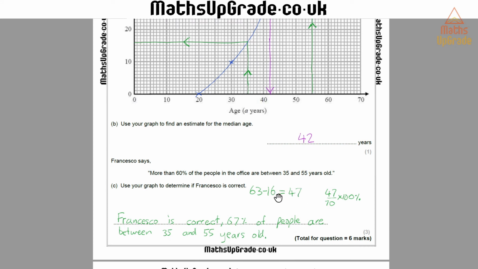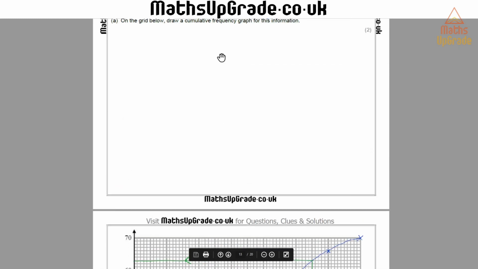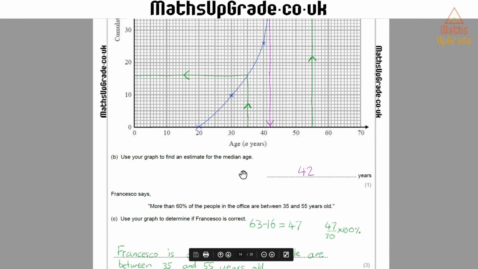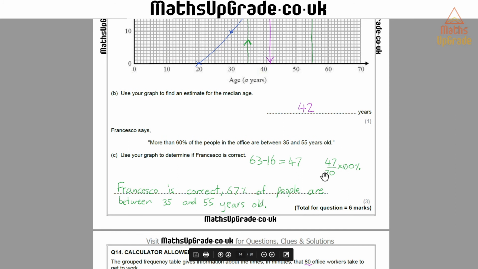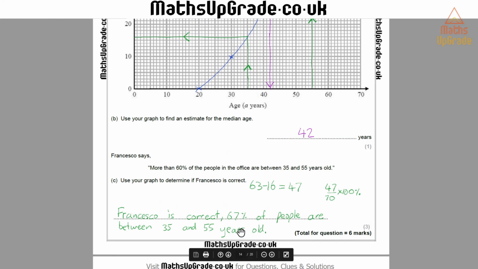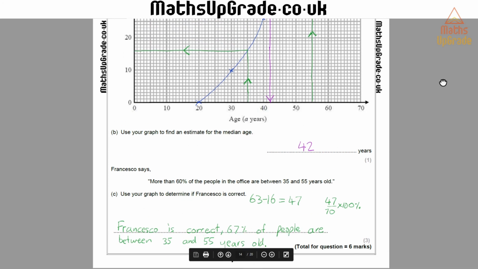47 as a fraction of all the people in the office. Well, as a fraction, it's 47 divided by the 70 people in total, since I'm told there's 70 people in total. And then to turn that into a percentage, I just need to multiply that by 100%. So you can calculate this as a decimal using your calculator and times by 100%, and that would give me about 67%. So that would mean that Francesco is correct, and I've written that as a statement here. The whole question is worth 6 marks.